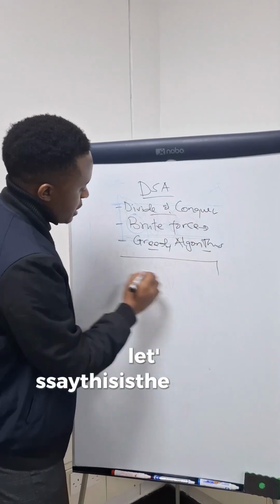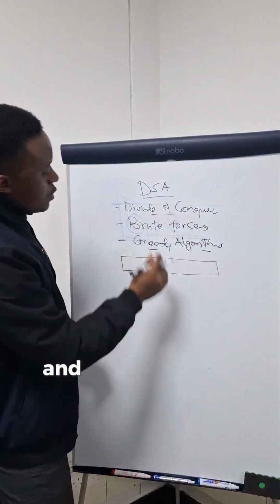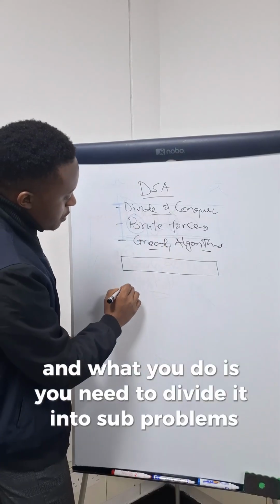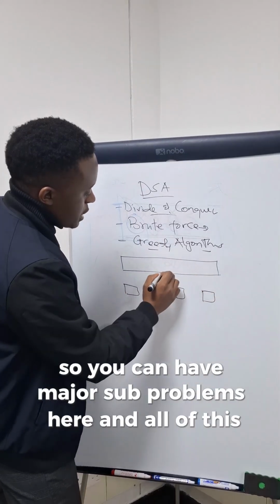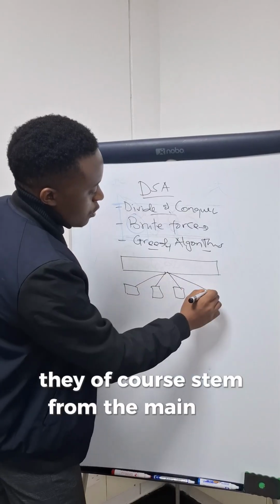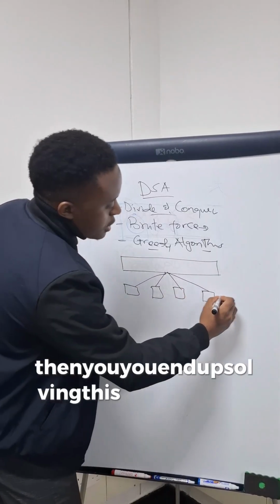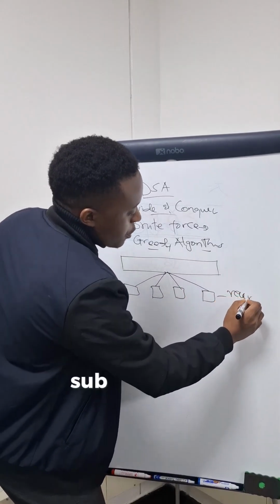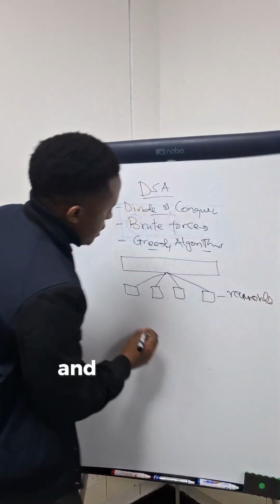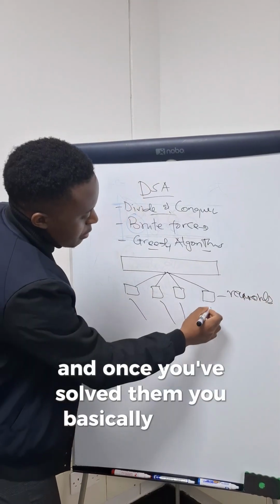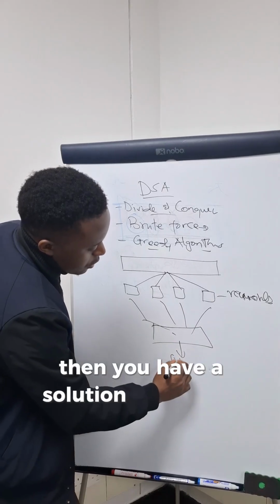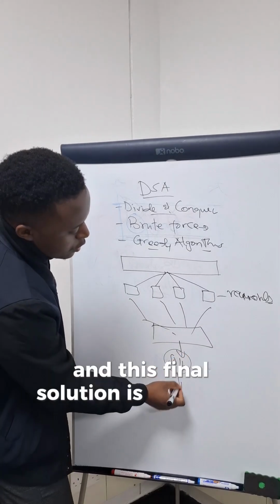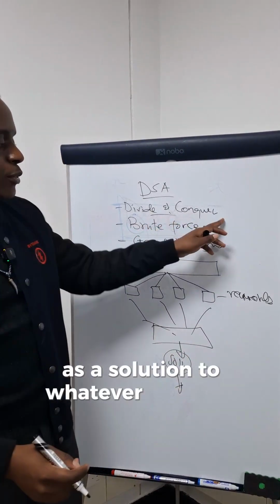So let's say this is the major problem that you have, right? And what you do is you need to divide it into sub-problems. So you can have major sub-problems here. And all of this, they of course stem from the main one. Then you end up solving all of these sub-problems recursively. And once you've solved them, you basically merge. Then you have a solution from all of them. And this final solution is what you present as the solution to whatever problem that you had.